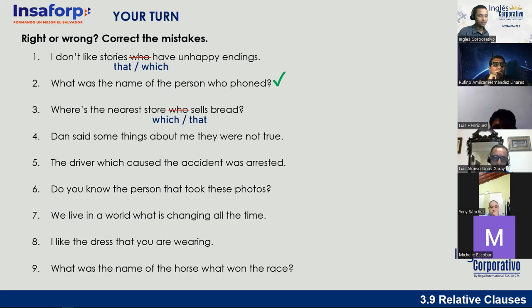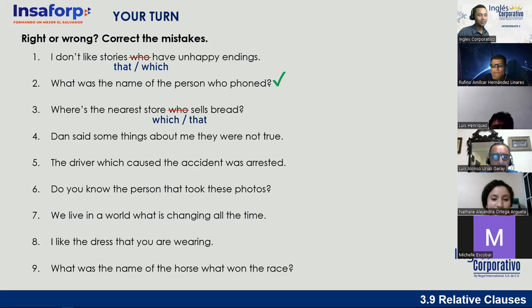Yeah. For me, it's true. For you, it is? I'm sorry? True. It is correct. Yes. Actually, there is a mistake. Hay un errorcito ahí. I think that. Okay, Natalie. Dan say something about me who were not true? Okay, but who is not the right relative pronoun here?